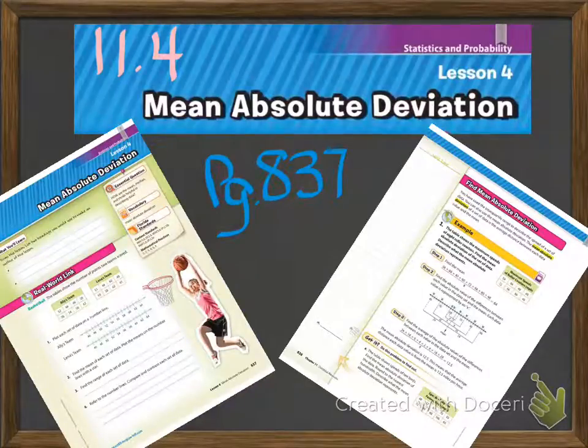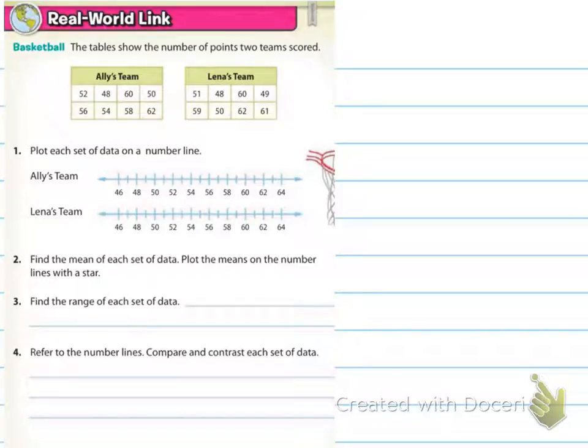All right, we're looking at 11.4, mean absolute deviation, and it begins on page 837. We're going to start with the real world link. It says that the table shows the number of points two teams scored. We've got Allie's team and Lena's team. And number one says it wants us to plot each set of data on a number line.